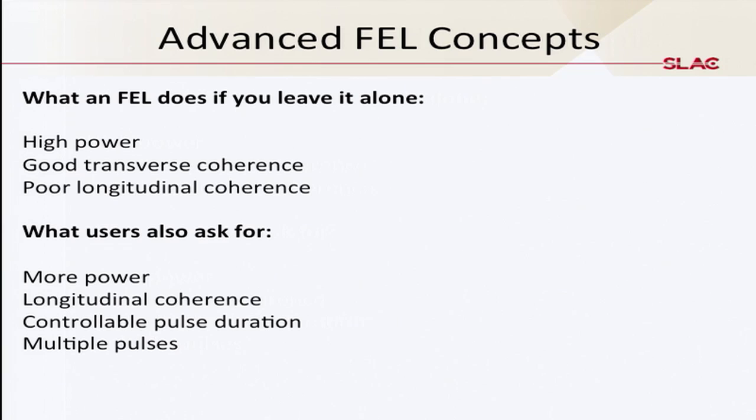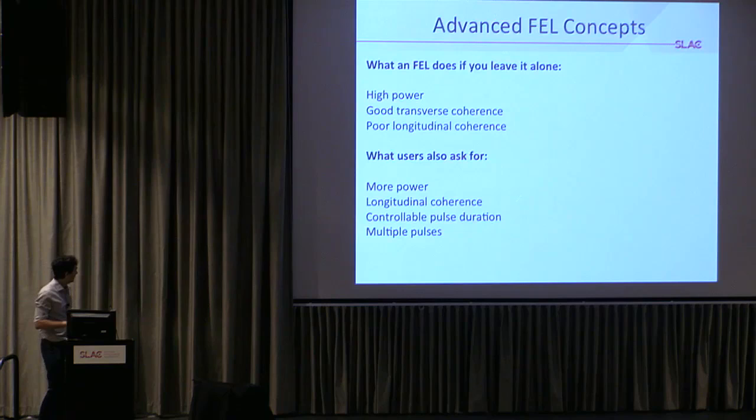But they want longitudinal coherence, and there are ways to make an FEL longitudinally coherent at any wavelength. They want to control the pulse duration, and they want multiple pulses. And now, I could talk about all of these, and it would take me 3 hours, but I'll talk about the two hottest topics right now. One is longitudinal coherence, so all the possible seeding techniques. And then I'll briefly go through multiple pulses, because that's something users have been pretty excited about.